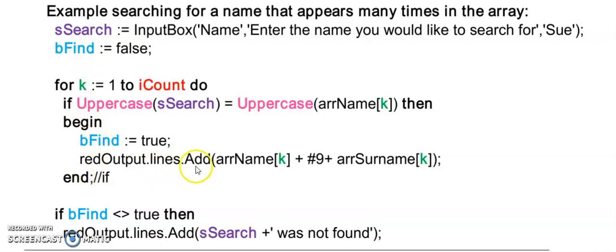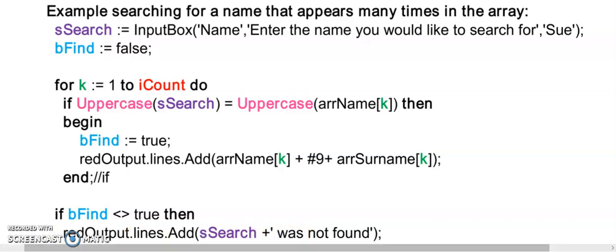And then we display inside of this if statement, you'll see it's grouped by begin and end. I'm displaying the name, in this instance it will always be Sue, and then the surname that goes with this person's name. Outside of my loop, I'm adding to test if bfind is false. If bfind is false, it means we didn't find any occurrence of the name that the user entered. And then I can display the user's input for them and add to that this name was not found.